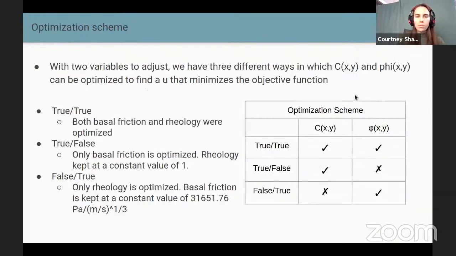Okay, so with these two variables that we have, we then have three different ways in which we can optimize these variables to find a u that minimizes the objective function, to find a velocity that minimizes this function. So in the first case, we have the case where basal friction and rheology are optimized, and we label that as true. We have the case where only basal friction coefficient is optimized and the rheology is kept constant. That's the true-false case. And then lastly, we have the situation where only rheology is optimized and basal friction is kept constant, and that is the false-true case that we label.